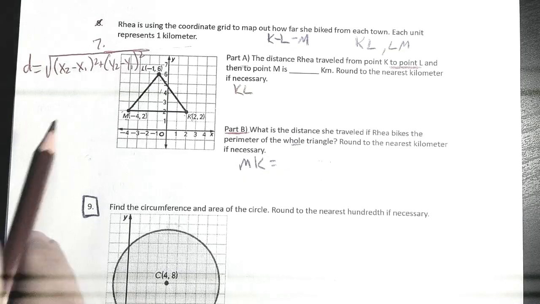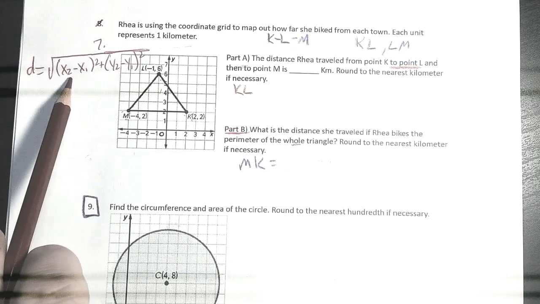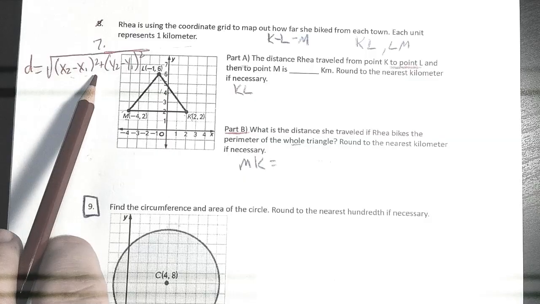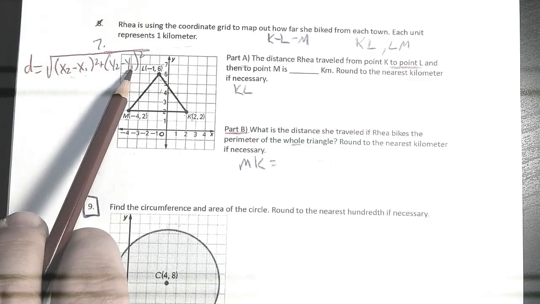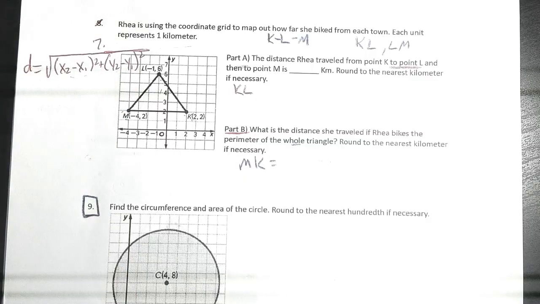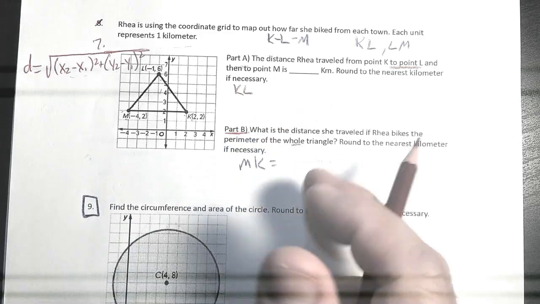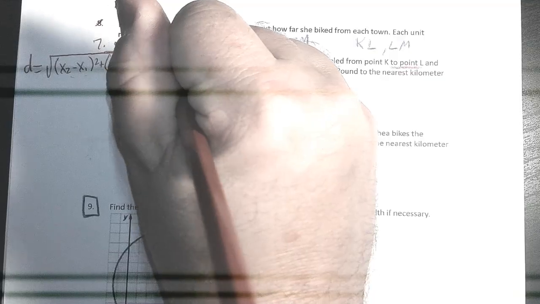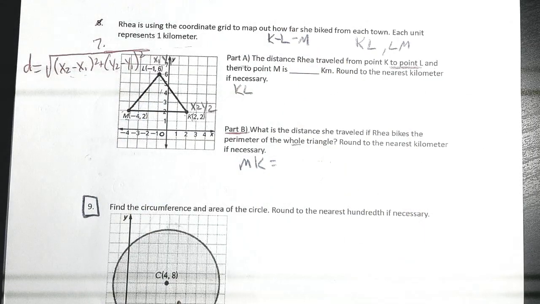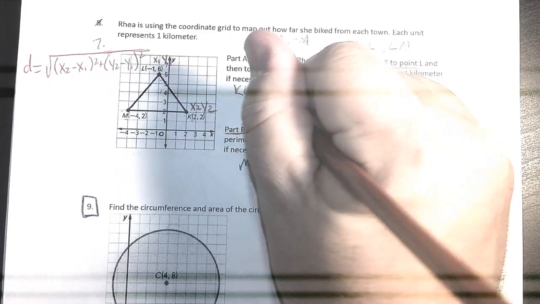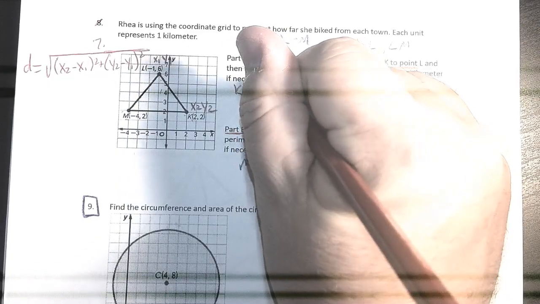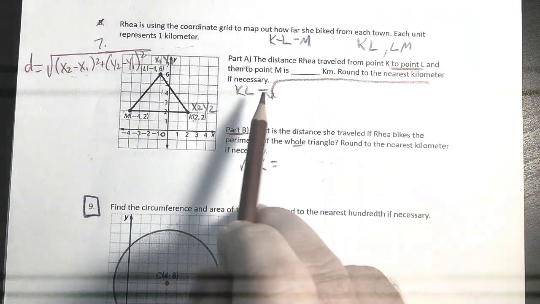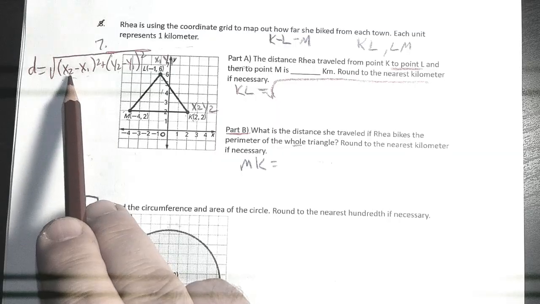So distance formula. The square root of x sub 2 minus x sub 1 squared plus y sub 2 minus y sub 1 squared. All right, so for KL, I'm going to go this way. I'm going to say that L is my x1, y1. K is my x2, y2. Okay? So KL. So I'm not going to rewrite this. I'm going to just start from here. But we're plugging in these numbers.